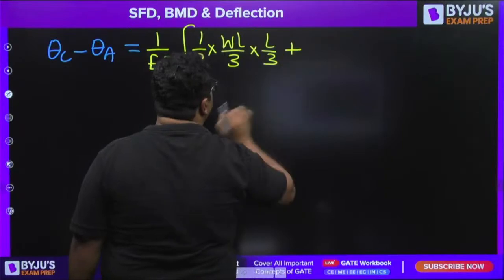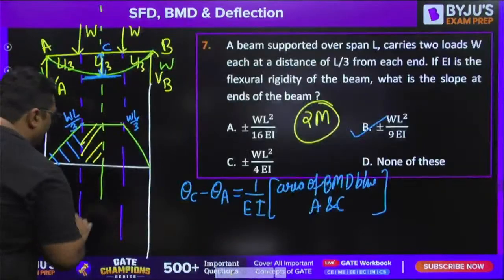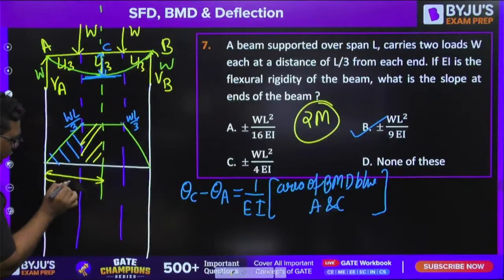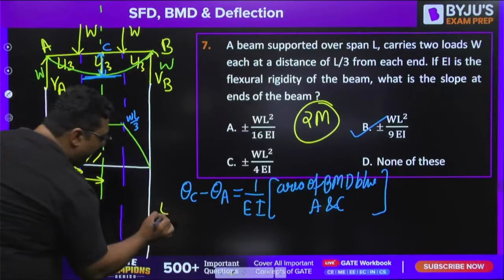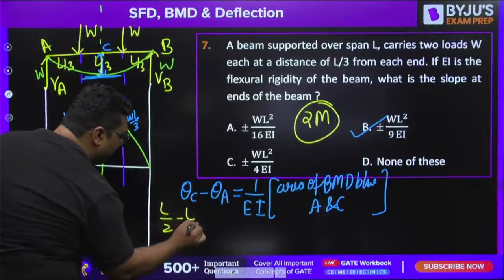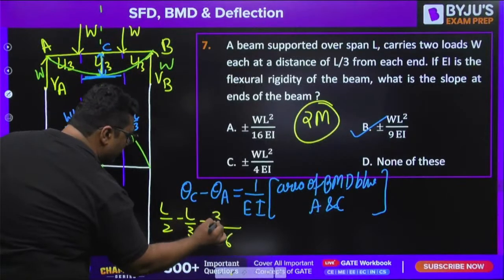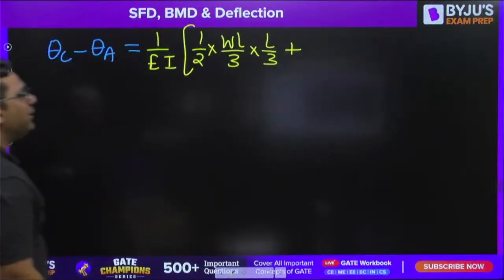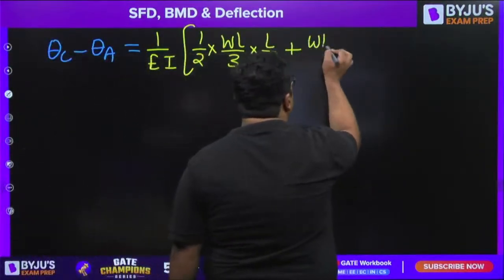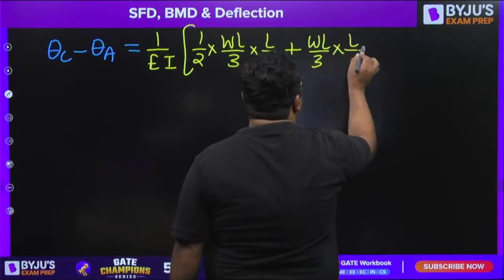Then plus the area of rectangle. You know that this total length is L by 2. This length is L by 3. What is L by 2 minus L by 3? It is 3 minus 1 into L by 6, so it is L by 6. So you will be writing plus WL by 3 into L by 6.